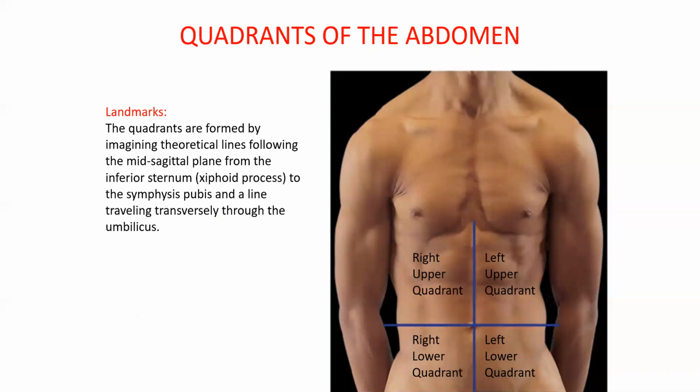In the quadrant system, there are 4 areas situated around the umbilicus or belly button. This resembles our Cartesian system, where you have the vertical line crossing through midline, and then the horizontal line also passing through the umbilicus. What this creates is a right and left side and an upper and lower side. This creates the right upper quadrant, left upper quadrant, right lower quadrant, and left lower quadrant.